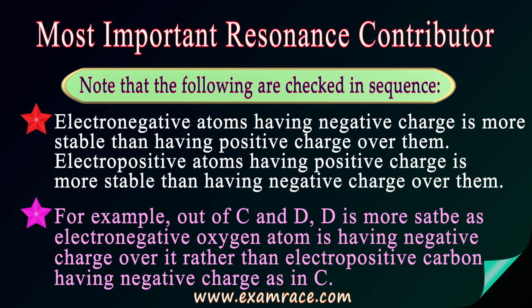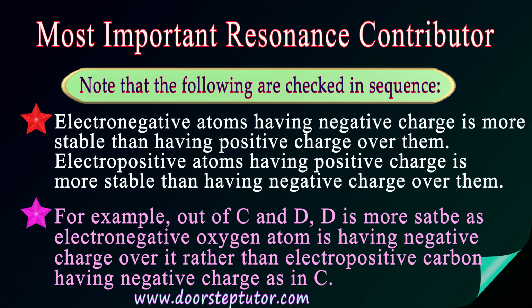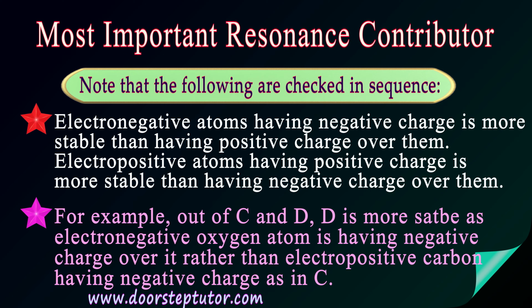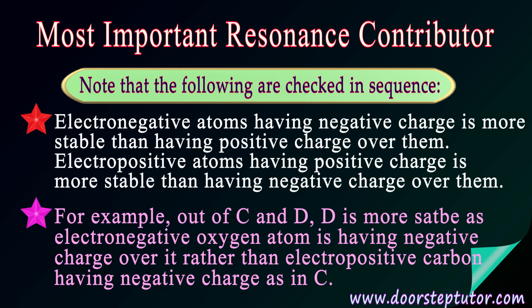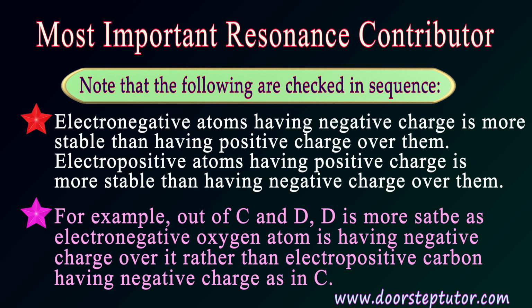Why? Because the oxygen which is showing in this structure is electronegative, right? And it is having a negative charge over it. Rather, if we see structure C here, the carbon, which is electropositive, is having negative charge on it. So if we compare both of the structures, then we will find that D is more stable according to this rule. Okay, so we have completed all the rules to check which is the most significant contributor.